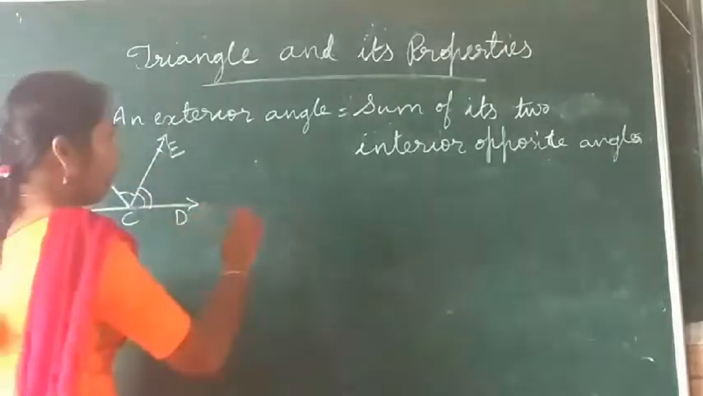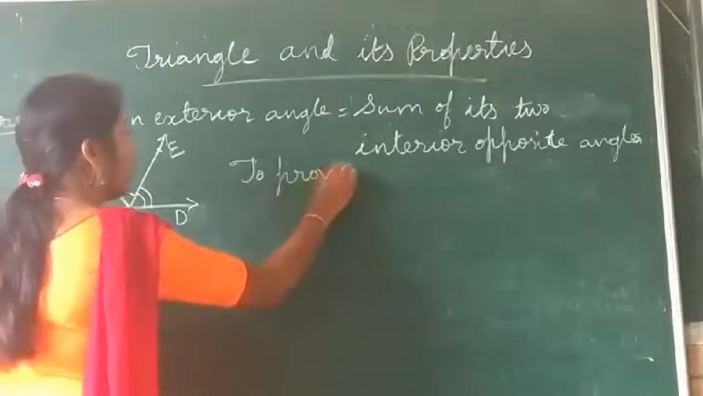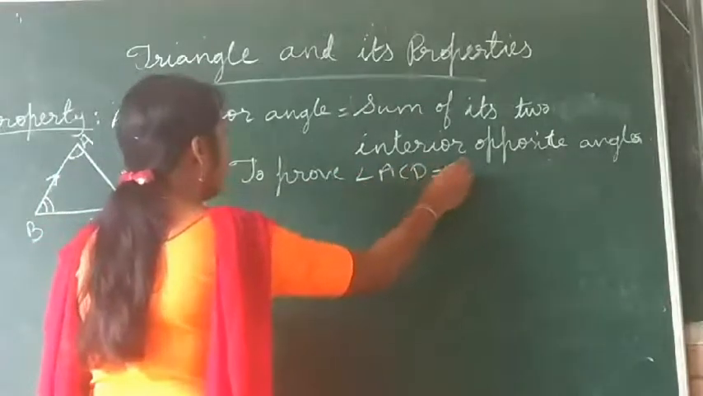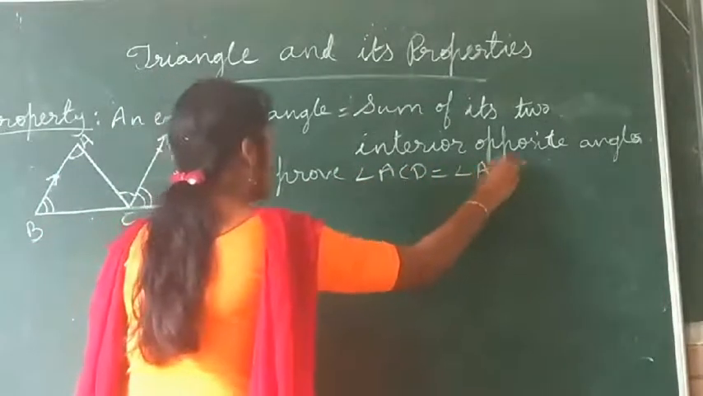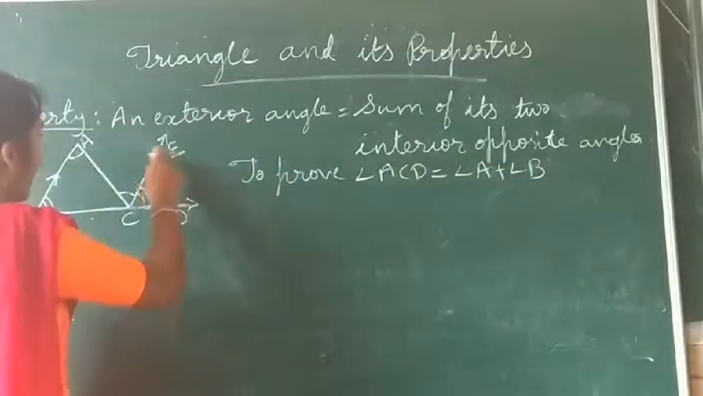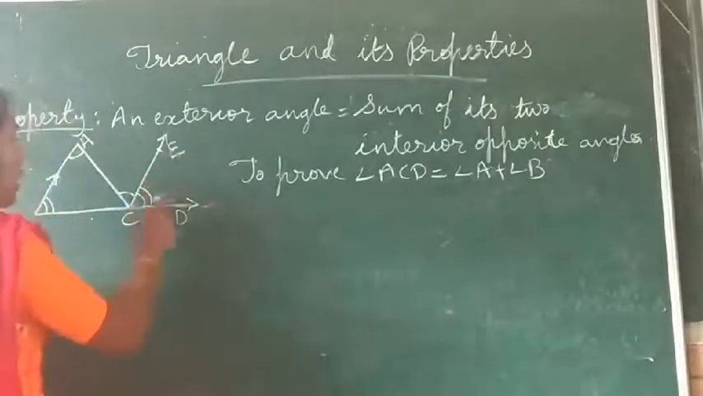So here we have to write what is to prove. We have to prove that angle ACD is equal to angle A plus angle B. Now we have divided angle ACD into two parts, angle ACE and angle ECD. Now what are ACE and ECD?